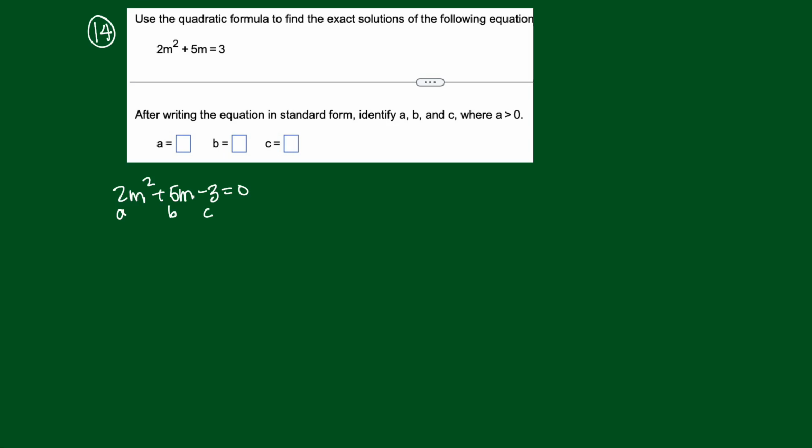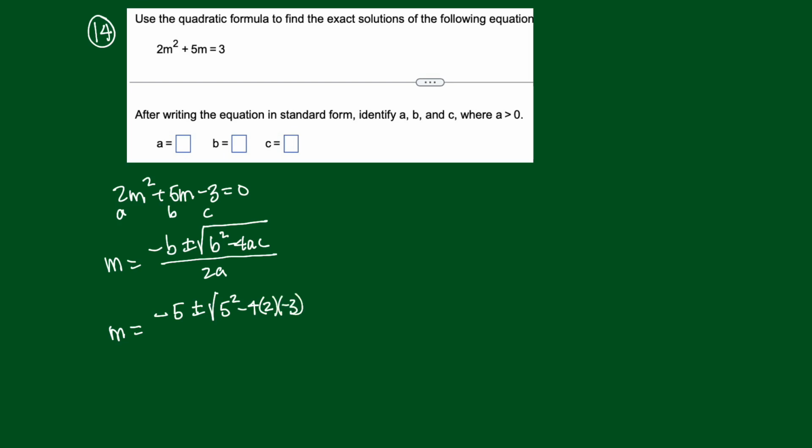So here's the quadratic formula. M, not x, m is equal to, all right, here's how it goes, negative b plus or minus the square root of b squared minus 4ac all over 2a. Let's substitute. M will give us negative b. Now just read that as the opposite of b. B in this case is 5. So opposite of b is negative 5 plus or minus the square root of b squared. That's going to be 5 squared minus 4 times a, which is 2, times c, which is negative 3.